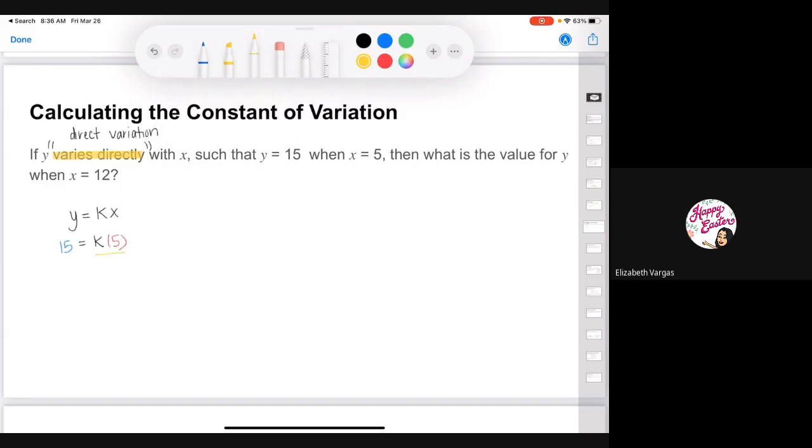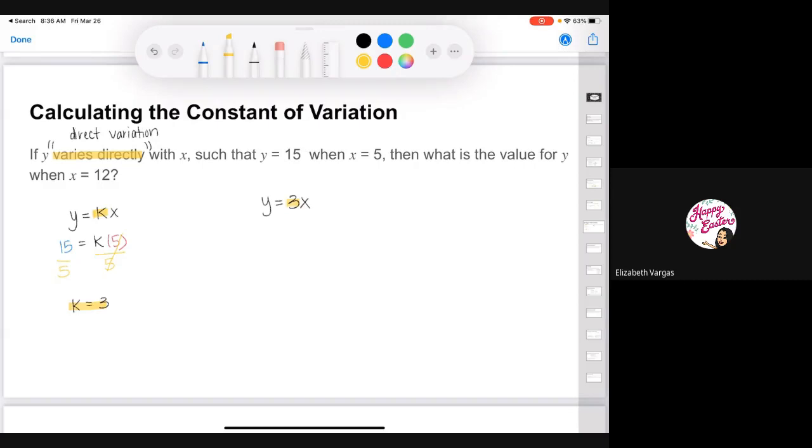And so what we can actually do is solve for our k by isolating k. So divided by 5, that allows us to cross this out, which tells me k is equal to 3, because 15 divided by 5 is 3. So now that I know that k is equal to 3, I know that this is my equation. If k is 3, then I just plug it in here for k.